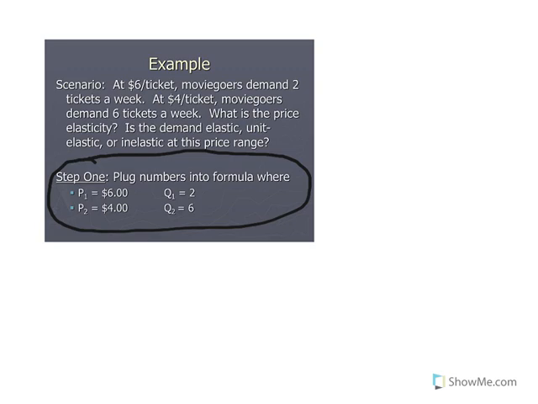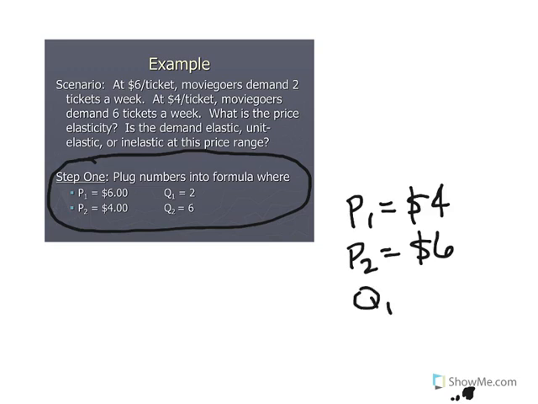Now understand that these could be flip-flopped. In other words, suppose that I had said that my P1 level was 4 and my P2 level was 6. Well, then all that means is I need to flip-flop my quantities. That would mean that my Q1 level was 6 and my Q2 level was 2. So it doesn't matter which one you assign as your P1 and your P2 or your Q1 and Q2, as long as you have the ones that correspond with each other. You'll come up with the same answer either way.